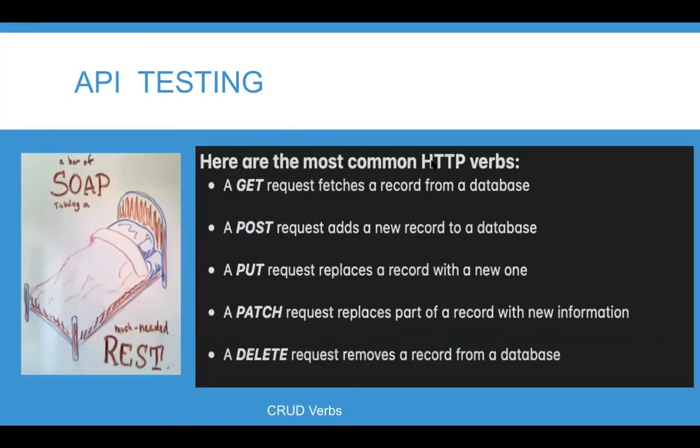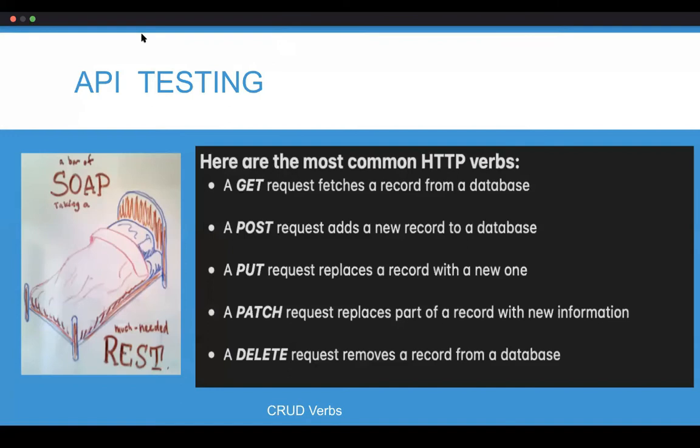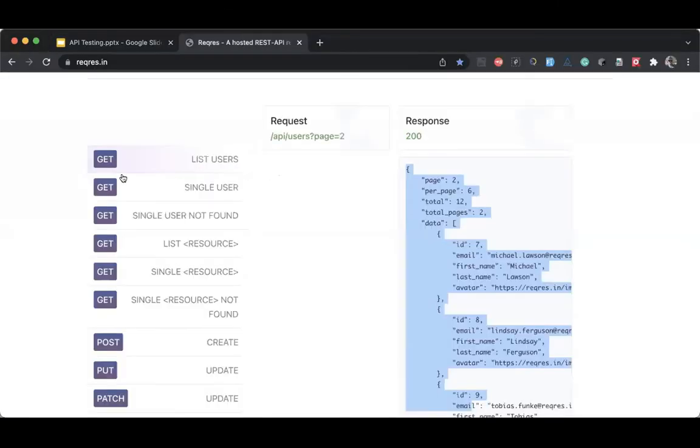So these are the HTTP verbs. They call them the CRUD verbs: create, read, update, and delete. So CRUD: create, read, update, and delete. So a GET request, looking at the last example that I showed you, fetches a record from a database. You are getting something, right? Get me a list of users, as per our example here. You are getting something from the server, from the API.